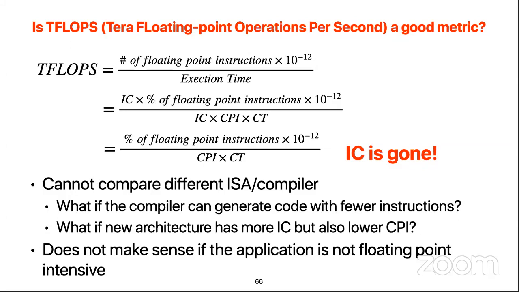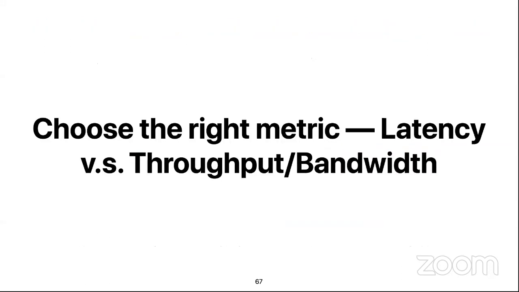And it doesn't make sense for an application that is floating point intensive to also use T-flops to evaluate the performance. So for example, a lot of your machine learning inferences are based on integer calculations. So if you tell me that I have a machine learning accelerator that is really good at T-flops, okay, sorry, that's junk, right? So that's another thing that you need to know, that fair comparison, right? So choose the right metric, that's important.